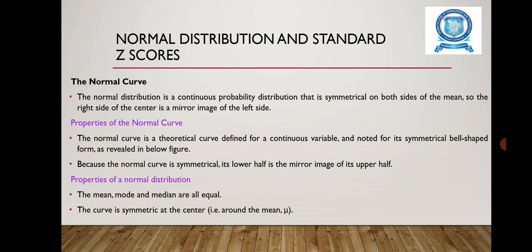Now let us see about the properties of a normal distribution. The mean, median, and mode are all equal. The curve is symmetric at the center. Exactly half of the values are to the left of the center and exactly half of the values are to the right. The total area under the curve is 1. So that is shown in the figure.